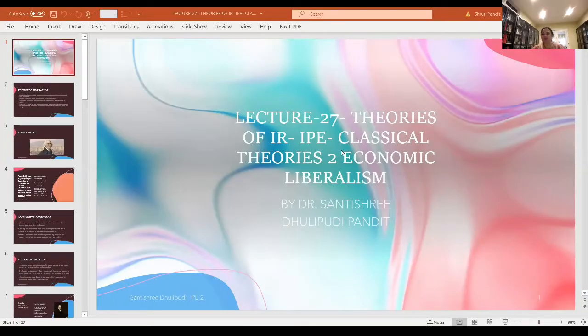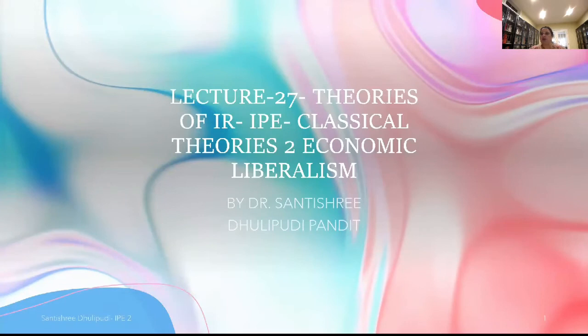Namaskar. Dear students, we will move to lecture 27, Theories of IR under the International Political Economy School, the classical theories. We have done the first theory in the last lecture, that is mercantilism. And in this lecture, we will be doing theory number 2, economic liberalism.